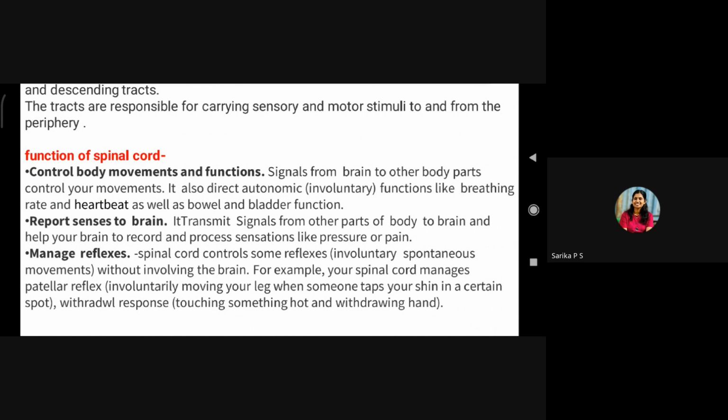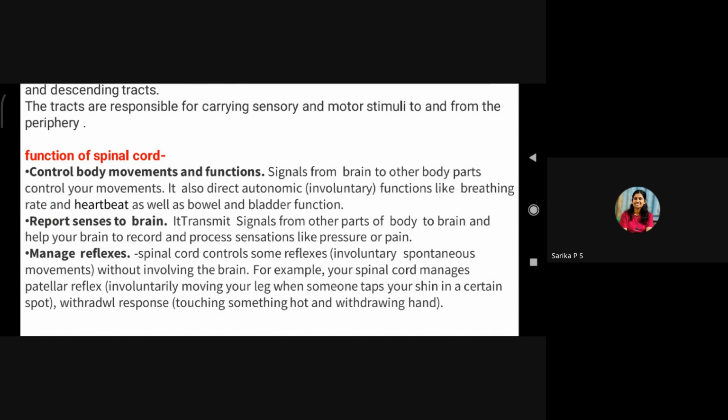Report senses to brain. It transmits signals from other parts of body to brain. Right? When it is transmitting from brain to other parts of body, vice versa will also happen and help your brain to record the process sensation like pressure or pain.